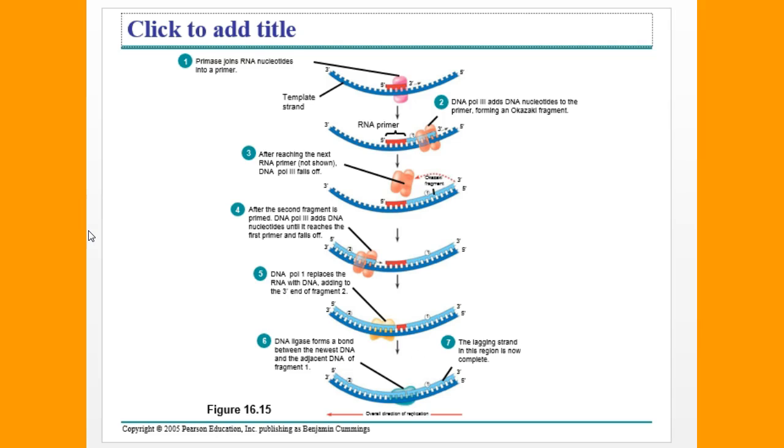After reaching the next RNA primer to the right, the DNA polymerase 3 detaches. After fragment 2 is primed, DNA polymerase 3 adds DNA nucleotides until it reaches the fragment 1 primer and detaches. The DNA polymerase 1 replaces the RNA with DNA, adding to the 3' end of fragment 2. The next thing that happens, DNA ligase forms a bond between the newest DNA and the DNA of fragment 1. The lagging strand in this region is now complete. So study that figure there. Use the text around it to help. Let me know if you have any questions on this section.